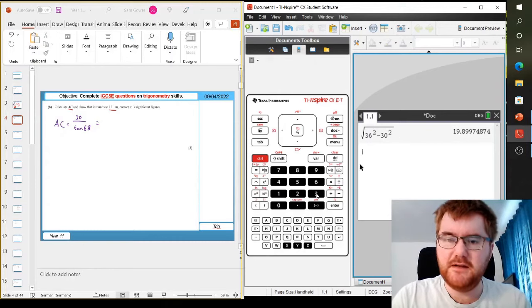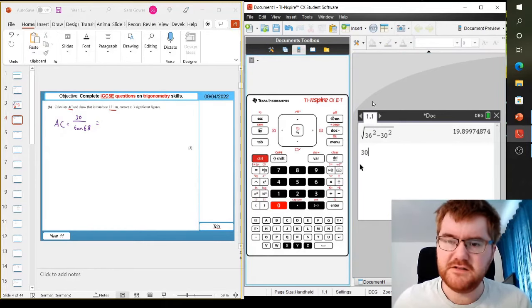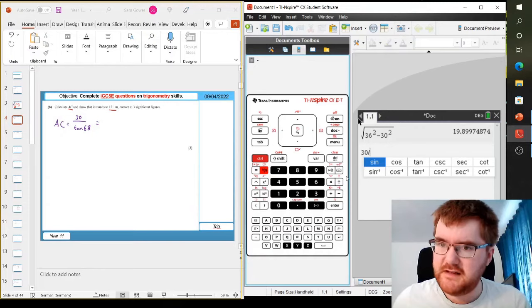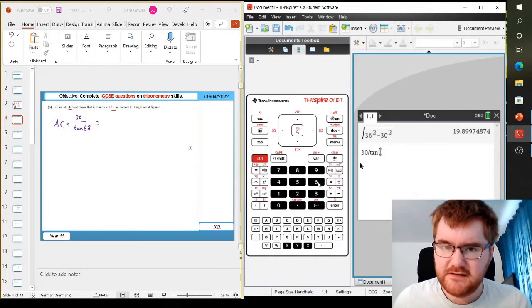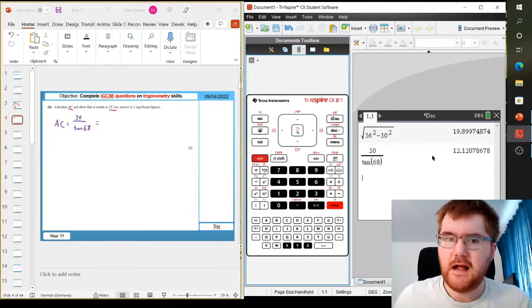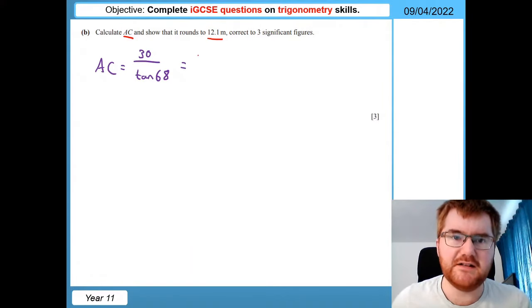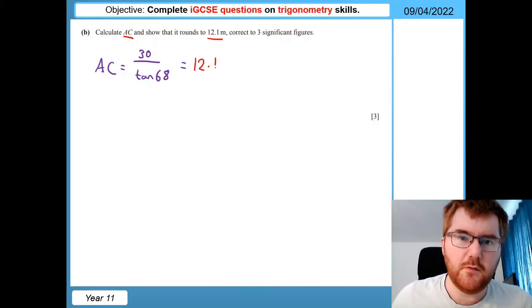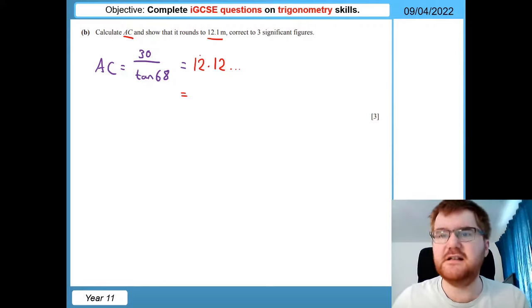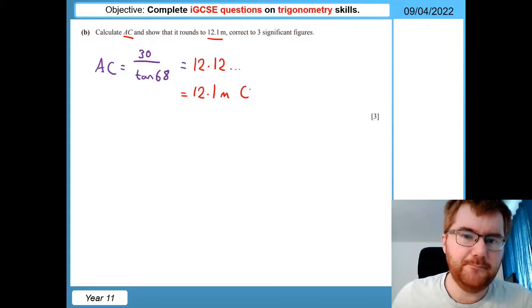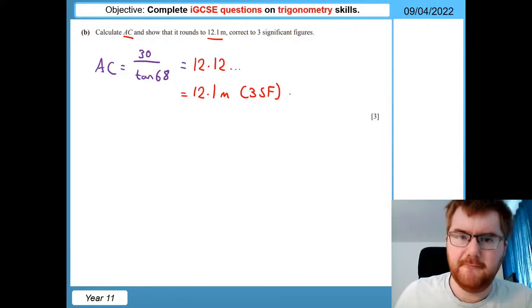At this point, we type in 30 divided. Now to get the tan function, you can either type in TAN, or you can press the trig button and you'll see they're all here for you. So tan 68, enter, and we get our answer of 12.12. So we're going to write that in. 12.12 dot dot dot. And if we then round this to three significant figures, like we've done in previous questions, we get 12.1 meters to three significant figures.